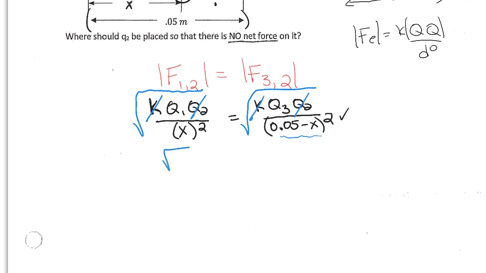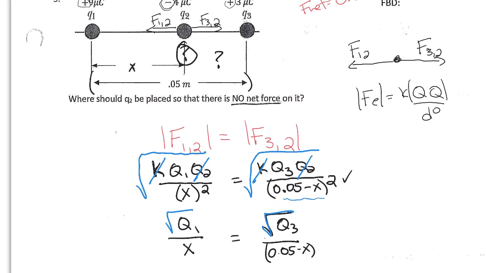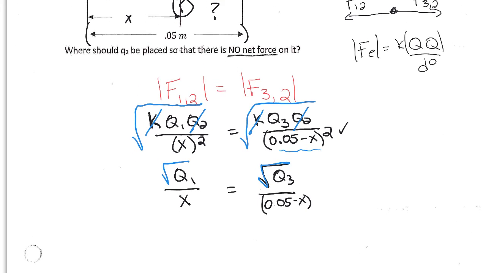So now what do we get? We get the square root of q1 over x, right? The squares are gone. And we get the square root, oops, let's do that in blue, of q3 over 0.05 minus x. The square is gone. Now I guess we eventually have to plug in, but that looks much more manageable. So what's the square root of q1? 9 times 10 to the negative sixth, square root, and you get 0.003 over x.